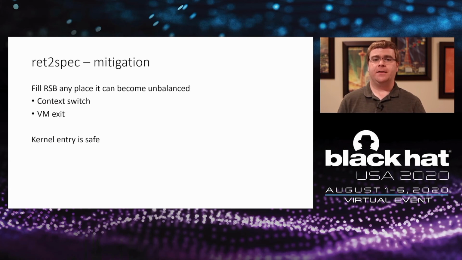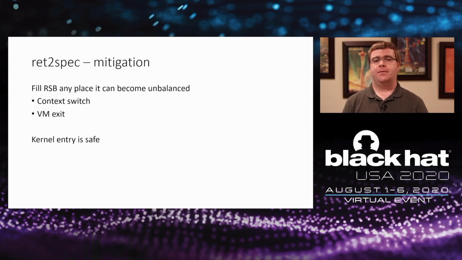The solution is straightforward, if not especially elegant. We just fill or stuff the RSB with enough entries that it forgets everything from the thread it came from. We do this with a long chained sequence of calls with no returns. In Fuchsia, we do this on every context switch and right after we exit from a virtual machine back into the hypervisor. The virtual machine was running its own code with its own calls and rets, and we don't want that influencing the hypervisor.